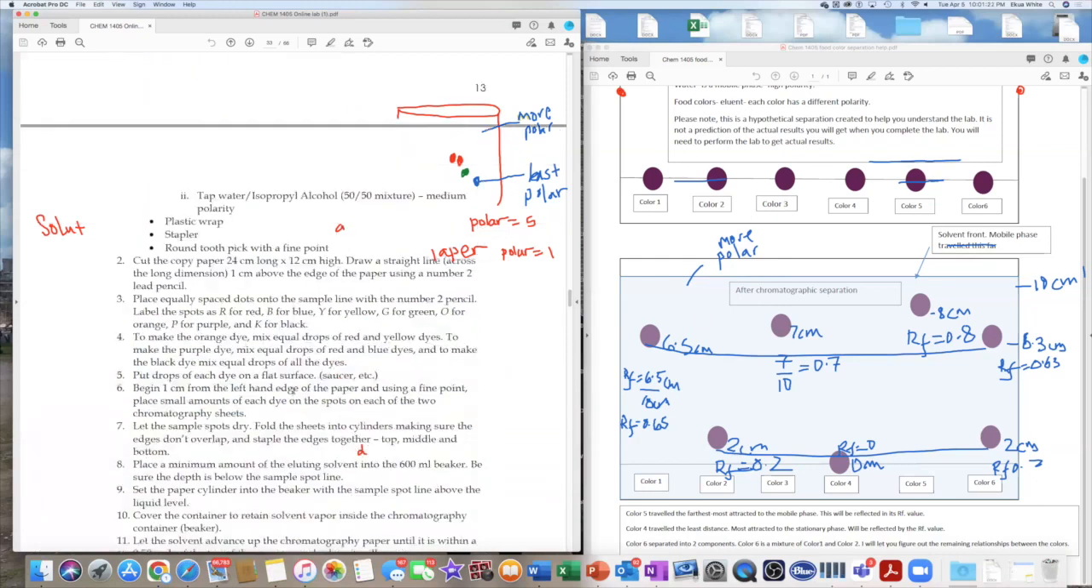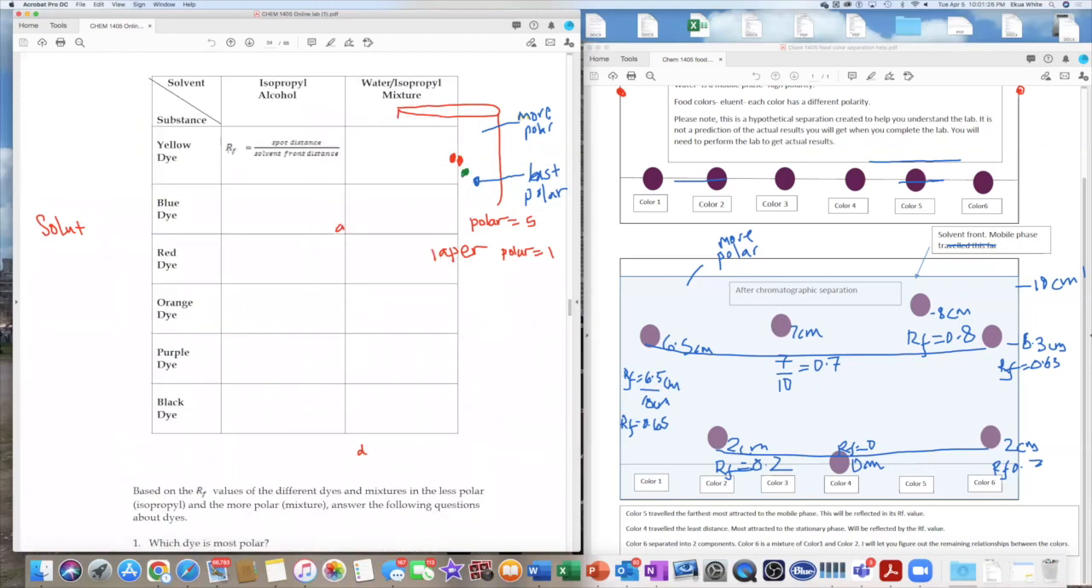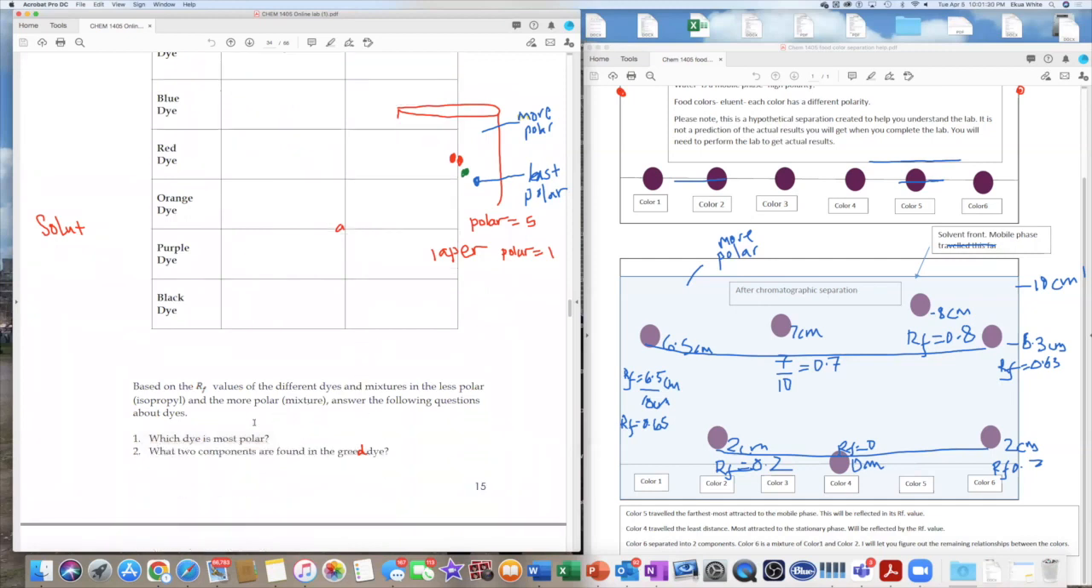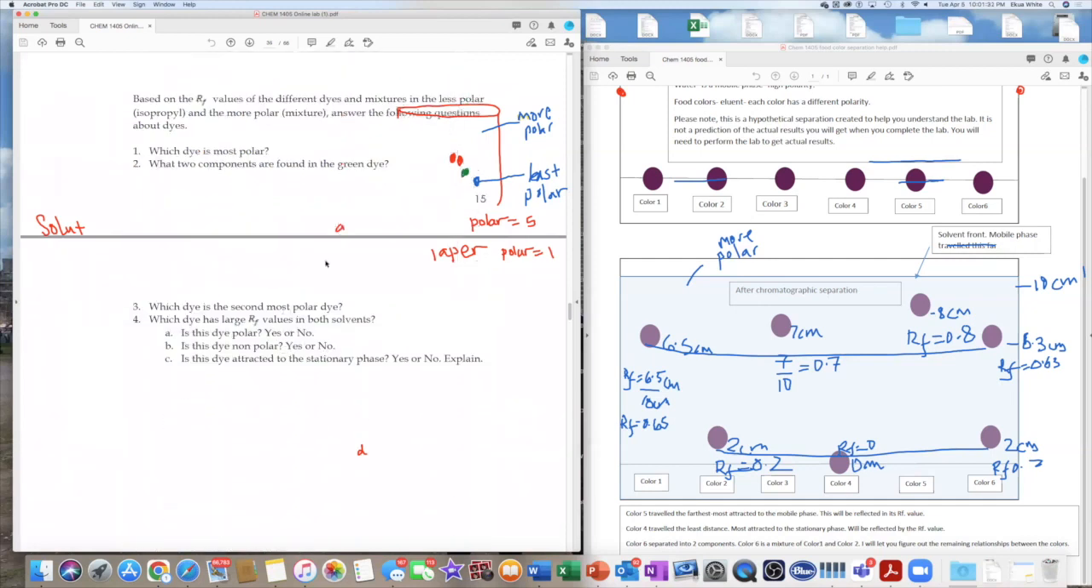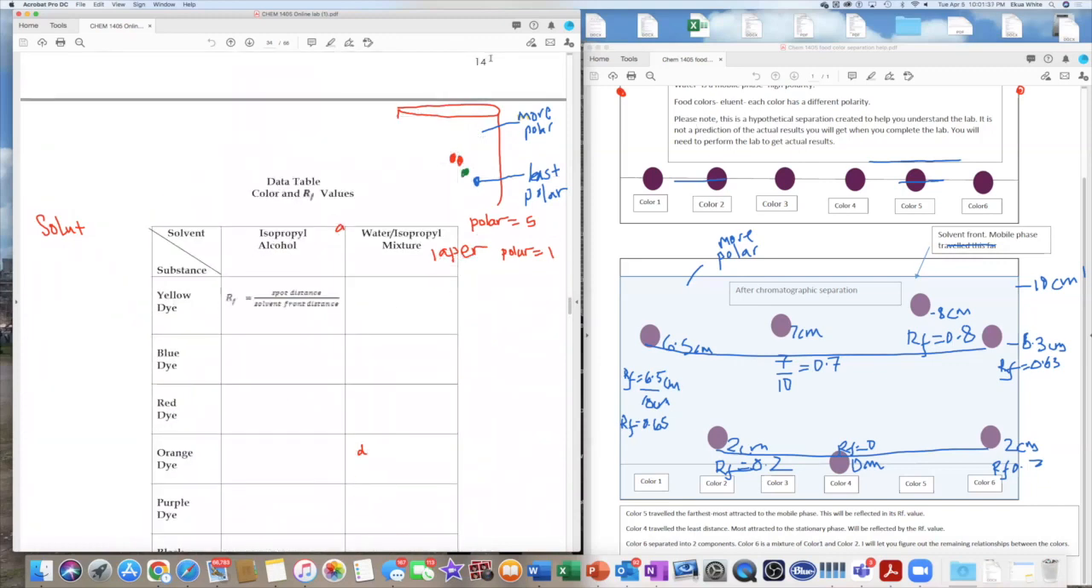Okay. But yeah, this is the gist of the lab. So the rest of it is essentially you just recording the RF values for each color dye right here and answering the following questions. I've pretty much helped you answer these questions in the example I provided, right? So after you watch this video, if you still have any more questions, please let me know, okay?